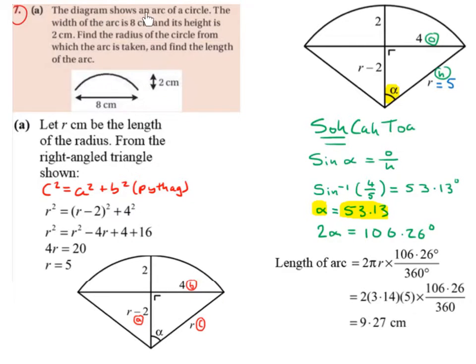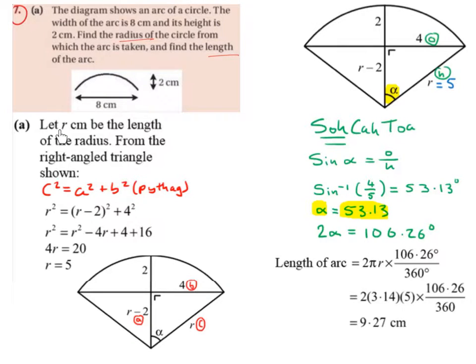The diagram shows an arc of a circle. The width of the arc is 8 centimeters and its height is 2 centimeters. Find the radius of the circle from which the arc is taken. Find the length of the arc.